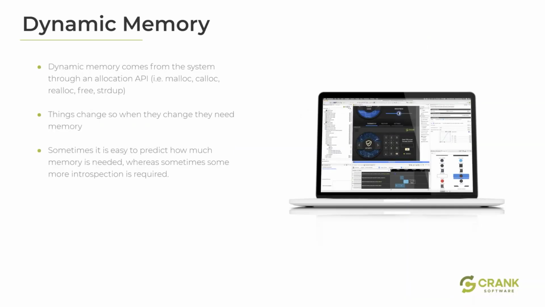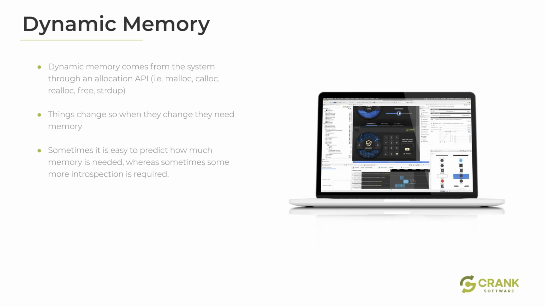So dynamic memory. Dynamic memory comes from the system. It comes through an allocation API. The most common are malloc, calloc, realloc, free, and strdup, and these are part of the C library themselves. And when you make one of these calls, it goes to the system and asks for a chunk of memory. And Storyboard is based on this API, and this is how we get our dynamic memory from the system.